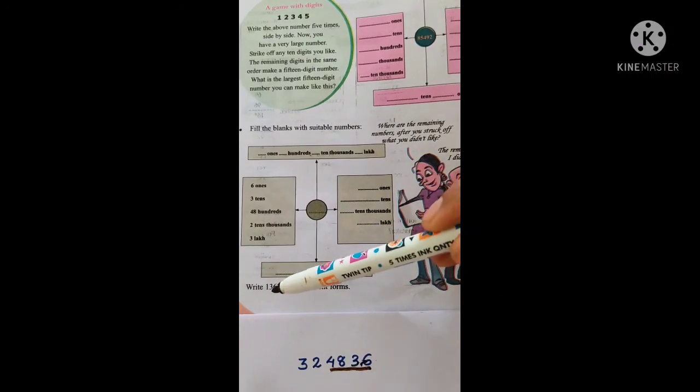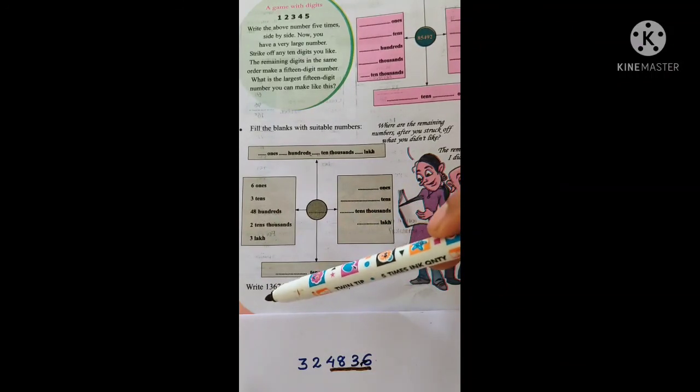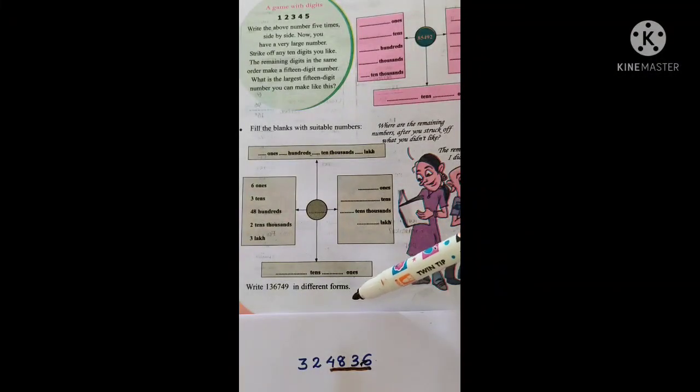This is a homework question for you. You must split 1,36,749 in different forms. Okay.